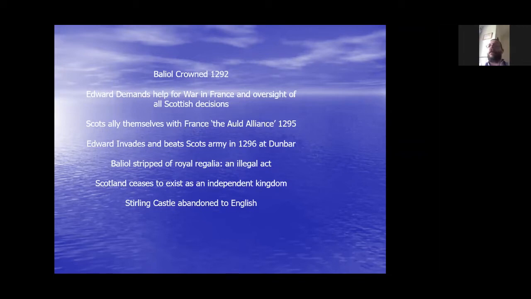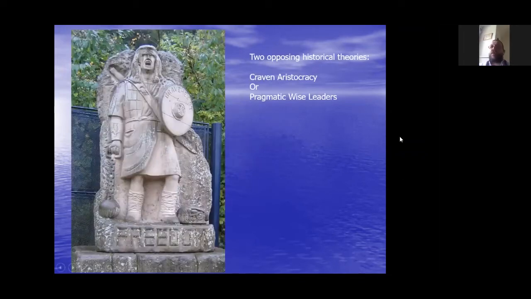Next slide, please. So at this particular juncture, we have two theories, and it depends where you sit on a political spectrum. We have craven aristocracy who acquiesce with Edward. It doesn't matter if they've got a Scottish king or an English king, as long as they get to keep their estates. There's an opposing theory that Edward is old. Clearly, Edward II isn't very much good. Edward will die. Why not just wait until Edward I dies, and then we can win back the kingdom? Basically, those are Bruce's tactics.